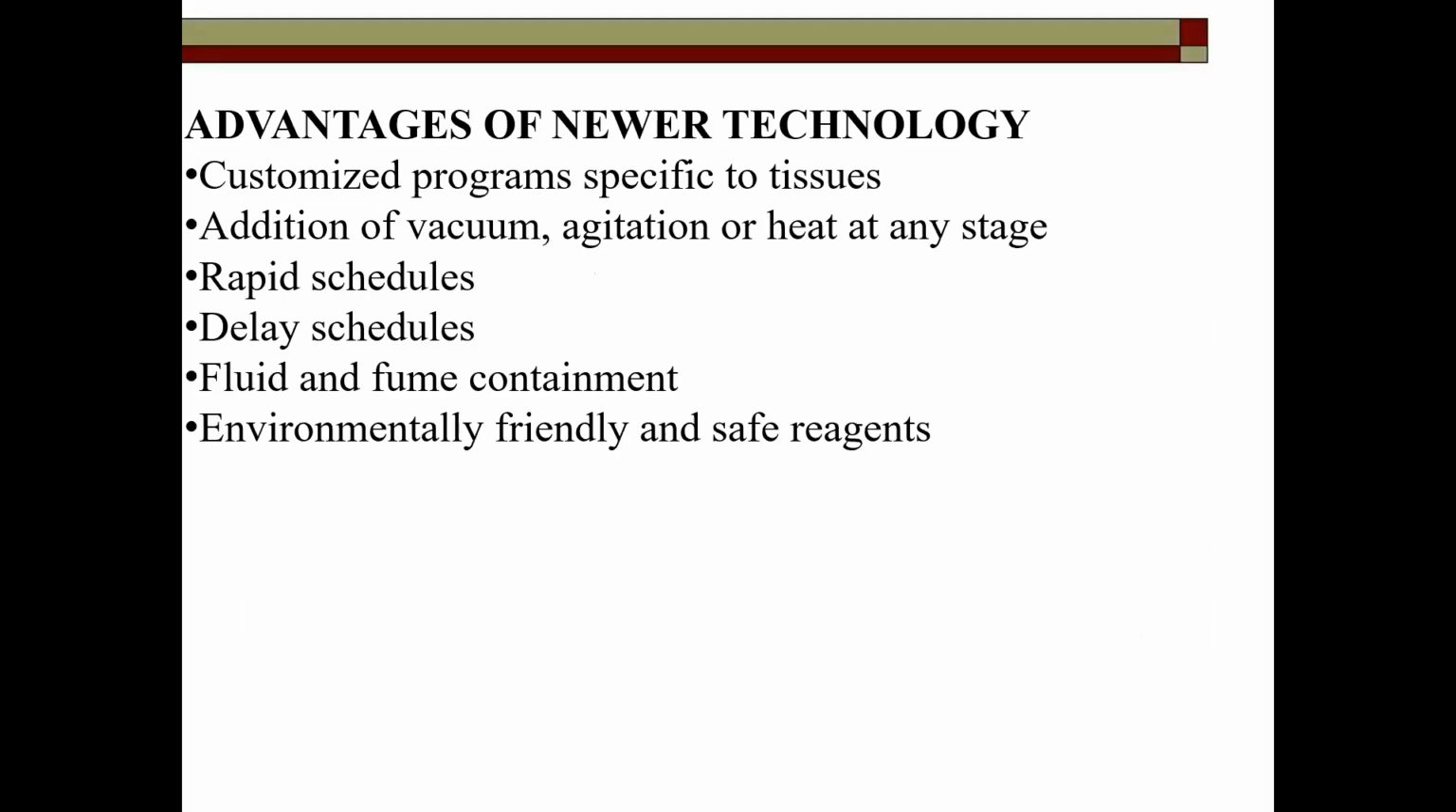So what are some of the advantages? As I mentioned earlier, you can customize your programs. So you can decide that, oh, program 1 is going to be for core biopsies, or for tiny biopsies, or for this kind of biopsies. Program 2 is for fibroids. Program 3 is for any other tissue. You can just customize your program. So when you go in there, you know that program 1 is for this.